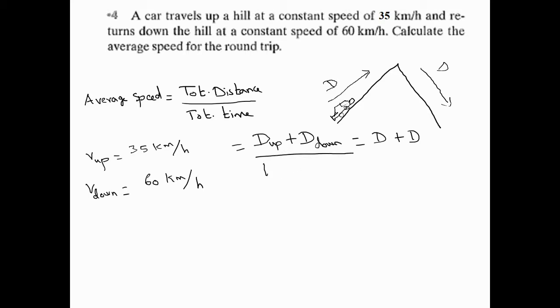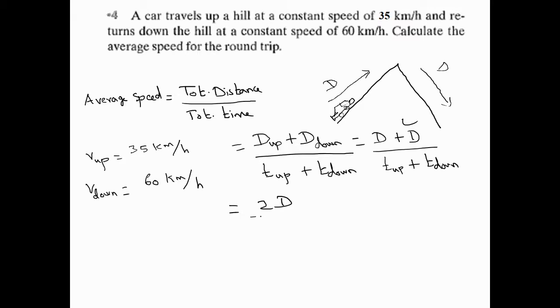That means time up plus time down. So I can just write these as T up plus T down. Am I right? What is the value of D plus D? My D plus D is nothing but 2D. 1D plus 1D gives you 2D. Am I right?